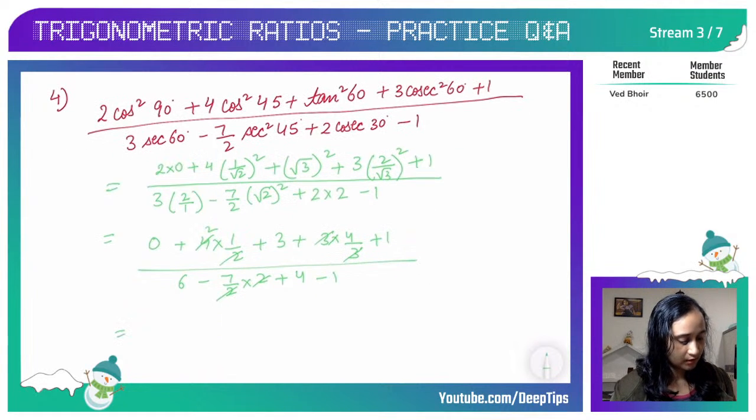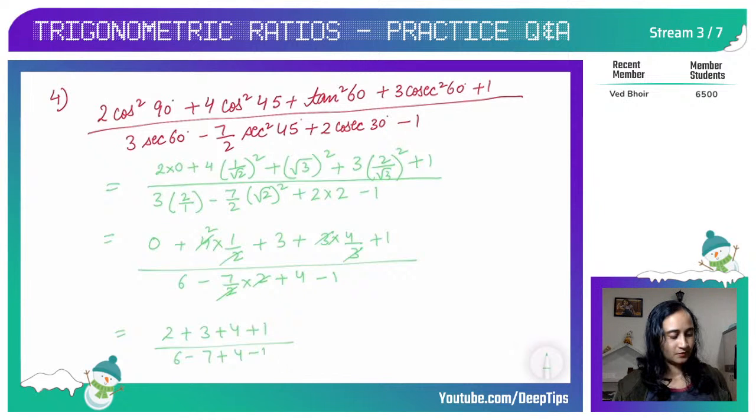So now if you look here, I just have 2 times 1 by 2, that is 1, plus 4 plus 1 upon 6 minus 7 plus 4 minus 1. So it's easier to calculate now. 4 plus 3 is 7, plus 2 is 9, plus 1 is 10, upon 6 plus 4 is 10, minus 8 gives me 2. So that means my answer is 5.